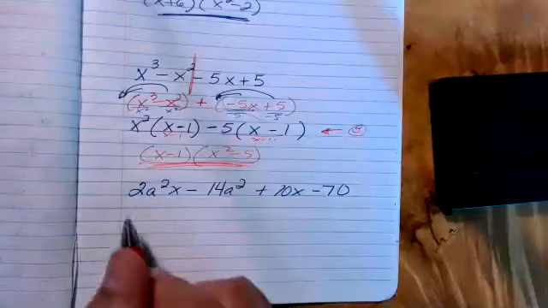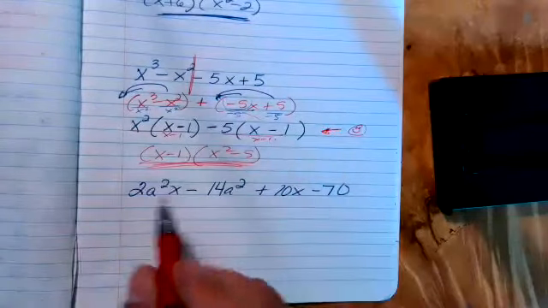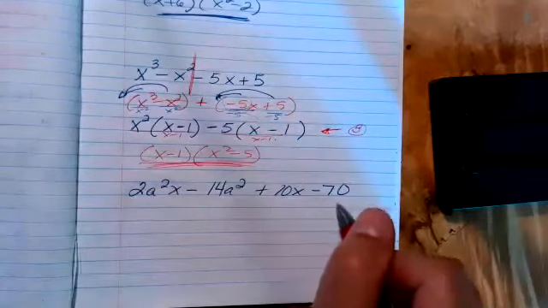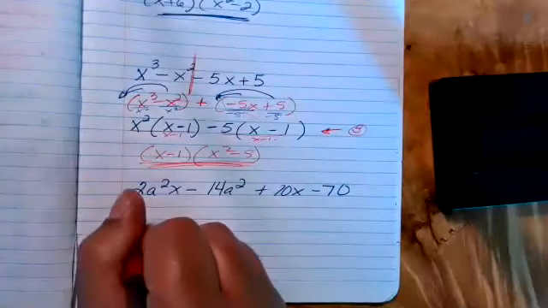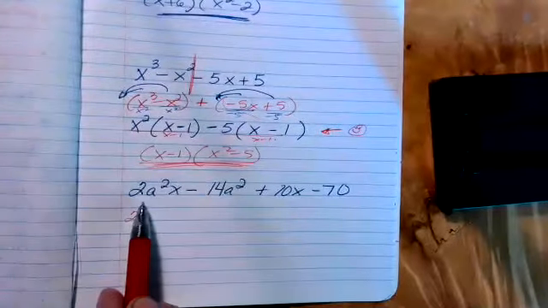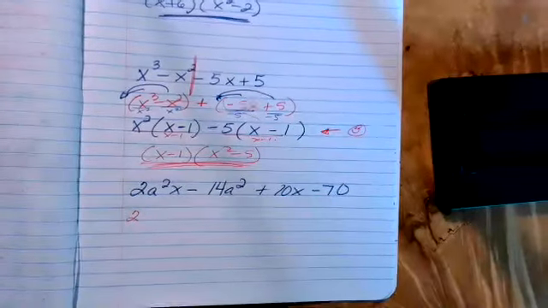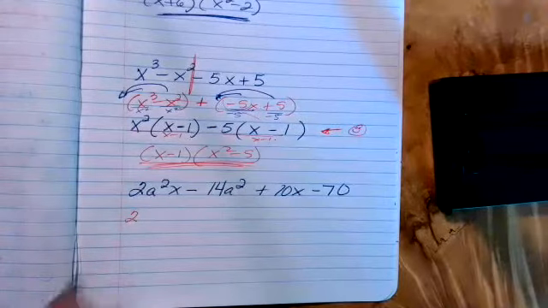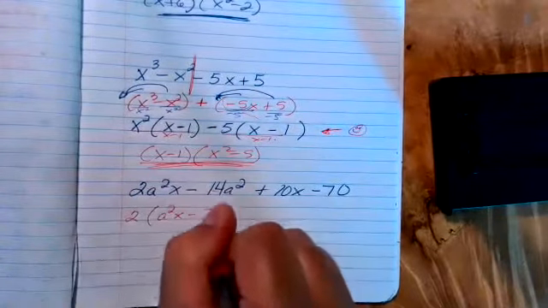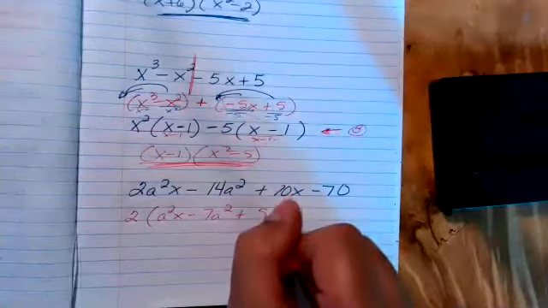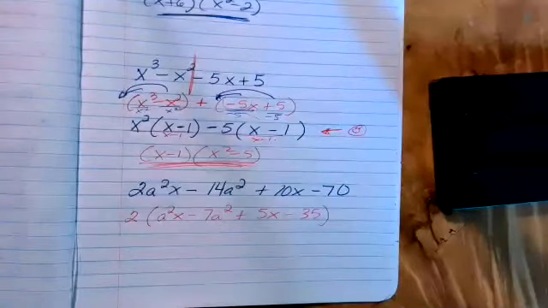So in this example, my first step is to factor out a GCF. So I look to see if there's a GCF. So I have 2, 14, 10, and 70. What goes into each one of these? They all have a common factor of 2. A squared, x, and nothing. So they have no variables in common. They just have that multiple of 2. So if I factor out a 2, I'm left with a squared x minus 7a squared plus 5x minus 35. So I factored out the GCF.